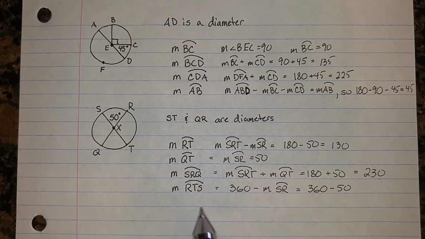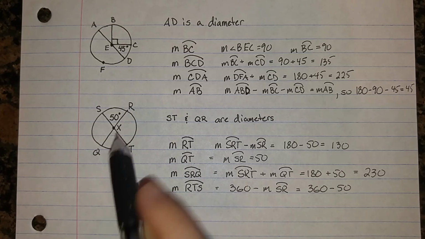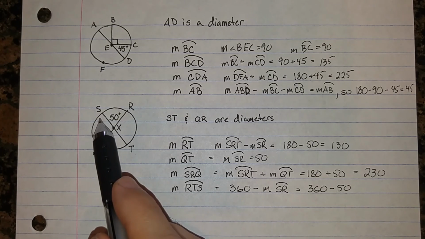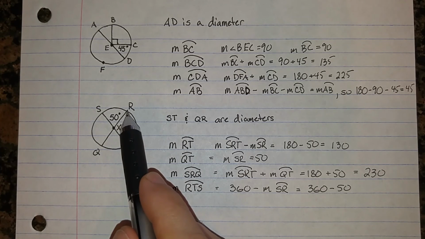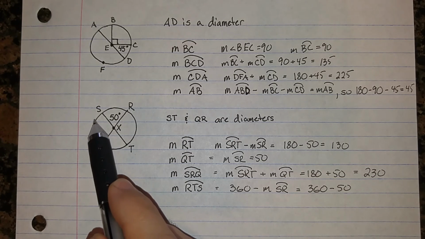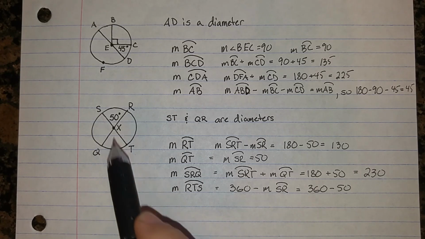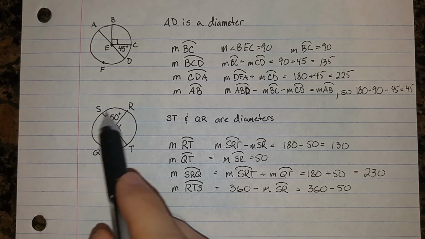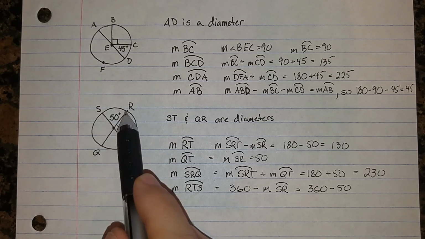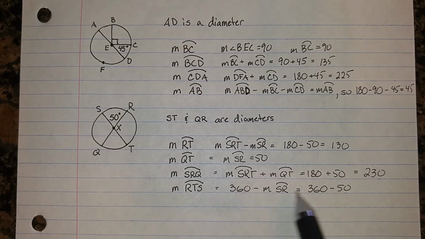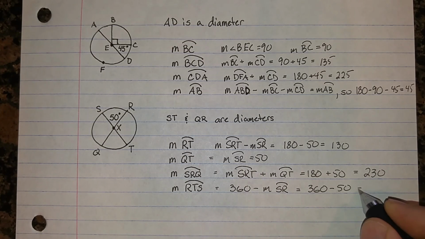Okay, last one, measurement of arc RTS. Here's R, here's T, here's S. Well, remember, a whole circle is 360 degrees. So we want to know the measurement of this huge arc, which is the whole circle minus this one little bit. So it's going to be 360 minus this 50-degree chunk. 360 minus 50 is going to be 310.